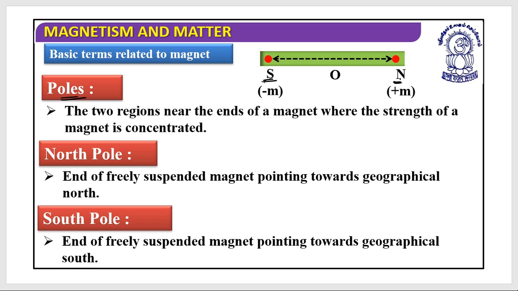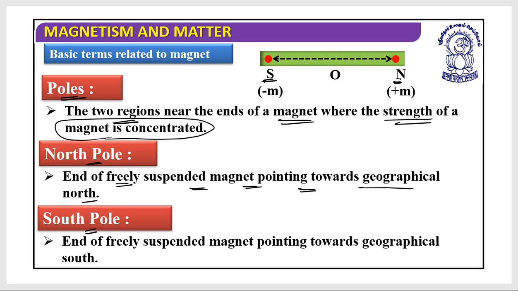What we can say about a pole is that it is the two regions near the ends of a magnet where the strength of the magnet is concentrated. So magnetic field or magnetic capability is maximum near the poles. North pole and south pole. What is the north pole? It is the end of a freely suspended magnet pointing towards the geographical north. And the south pole is the end of a freely suspended magnet pointing towards the geographical south. So this is the north pole, this is the south pole.